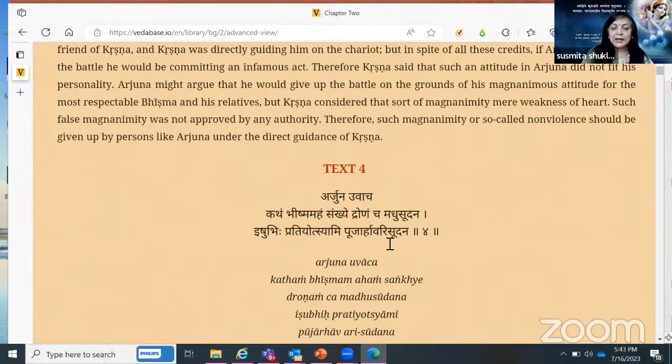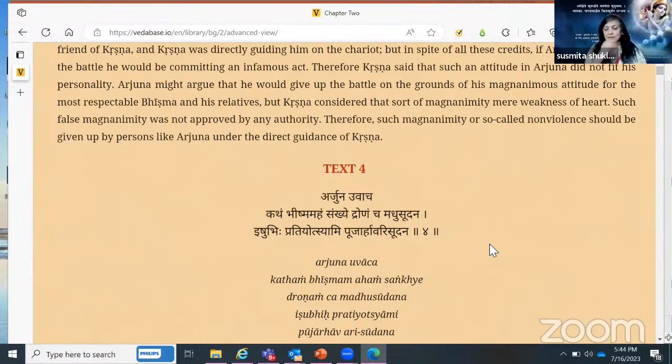So let's see. Katham, how can? Bhishma is Bhishma Pitamaha. Aham is I. Sankhye means in the battle. Drona is Dronacharya. Cha is and, and it is always written after. Madhusudana, hey Madhusudana. Ishubhih means arrows. Pratiyotsyami is counterattack. Pujarhau, who are worth worshipping. Arisudana is killer of enemies. So here Krishna has been addressed as Madhusudana and Arisudana.